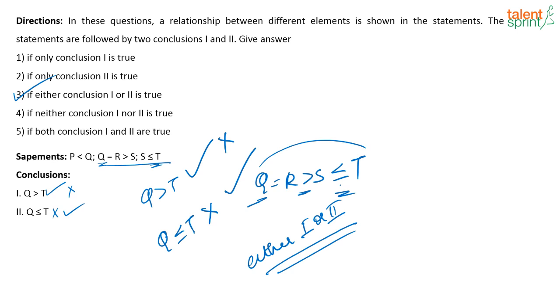But if I combine both the conclusions together, one of the conclusions should be true and the other should be wrong. So you should mark the answer as either conclusion 1 or 2 is true. So even though we know this, in the examination in a hurry, we might mark the answer as neither conclusion 1 nor 2 is true. So don't do that. If the variables are the same, check if they are a complementary pair. Okay, next.